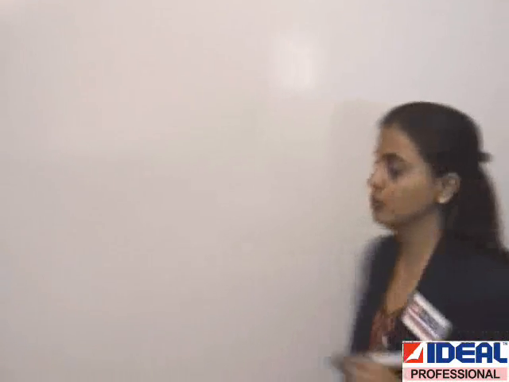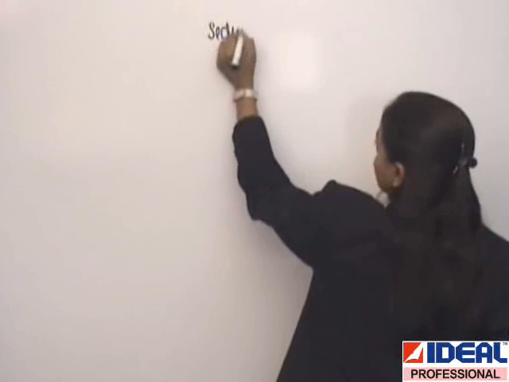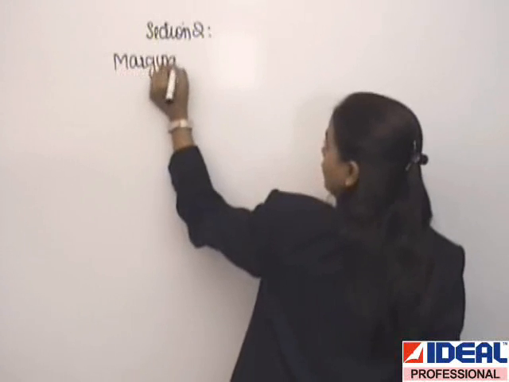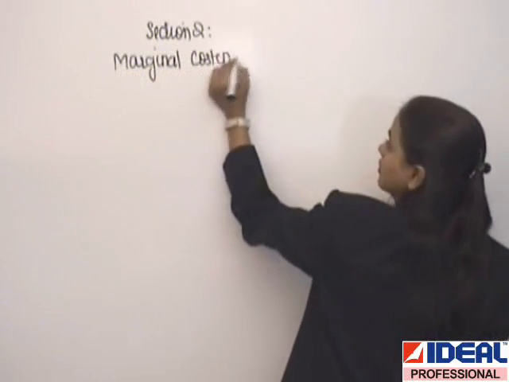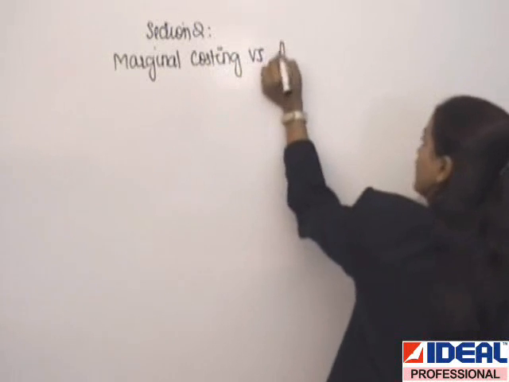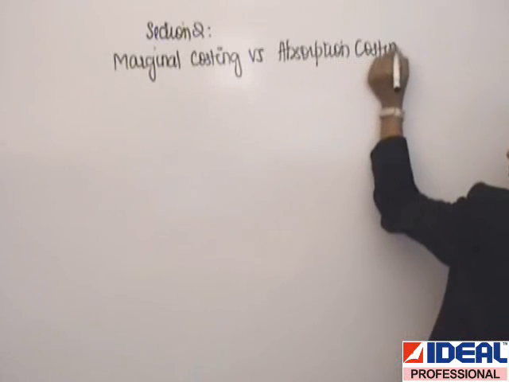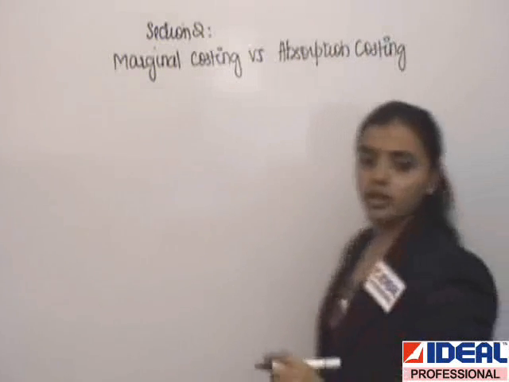Now we are going to study the differences between marginal costing and absorption costing. These two are separate chapters. In section 2 of the marginal costing chapter in your textbook, we'll be studying the differences between marginal costing and absorption costing. That is section 2. Marginal costing versus absorption costing. What are the differences?